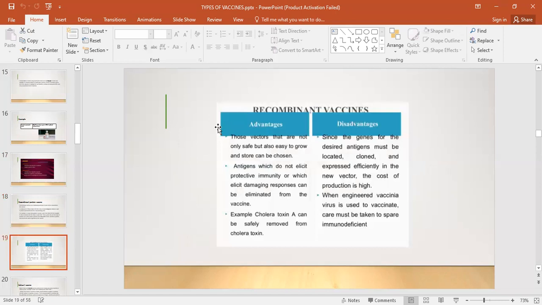There are some advantages and disadvantages of recombinant vaccines.